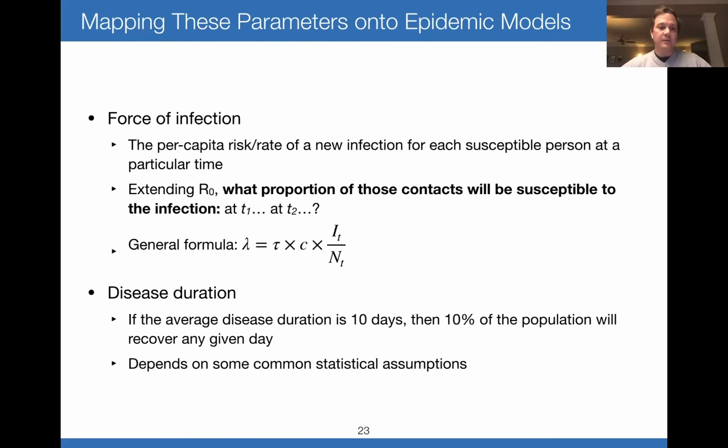Then we also have a parameter for disease duration, right? We have an average disease duration of 10 days in our toy example. Then using some common statistical assumptions, we can say that 10% of the population will recover at any given day. So 1 over the disease duration, we would say, is the recovery rate.